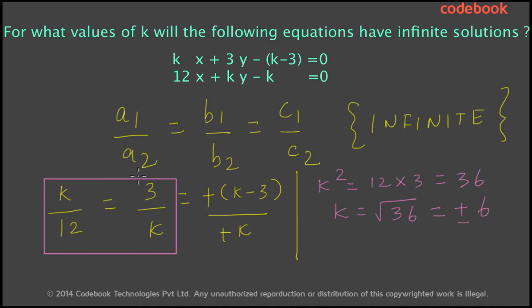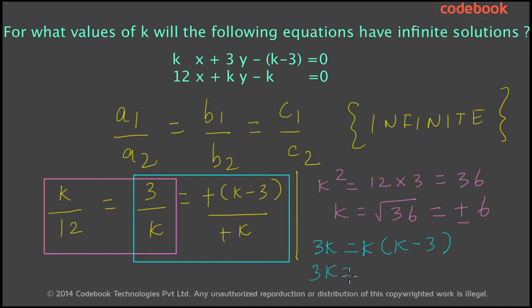Now let's consider the second and third terms of this equation. That is 3 by K is equal to K minus 3 by K, which gives 3K is equal to K times K minus 3, which is nothing but 3K is equal to K square minus 3K.